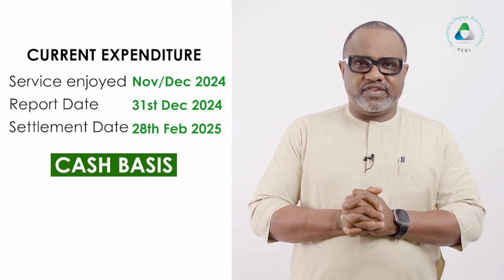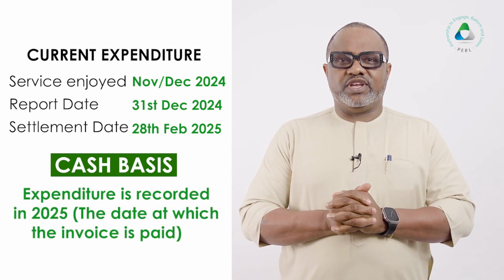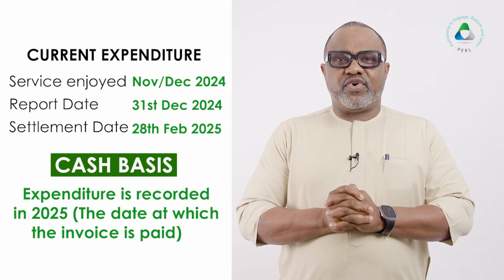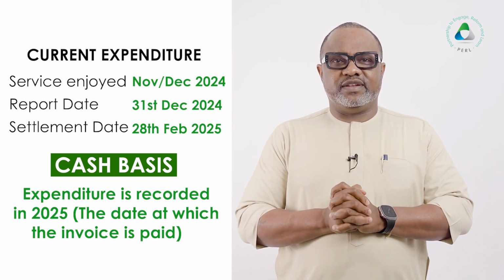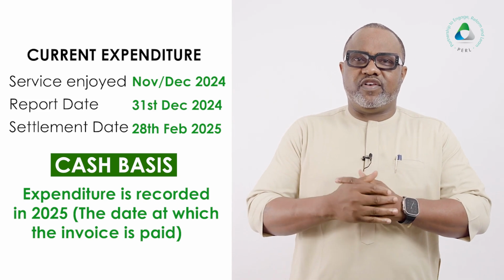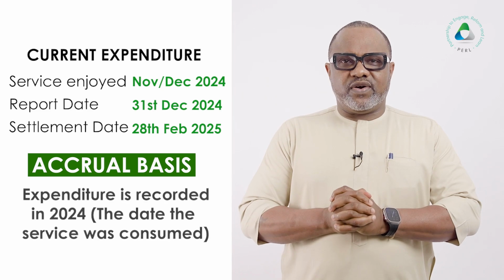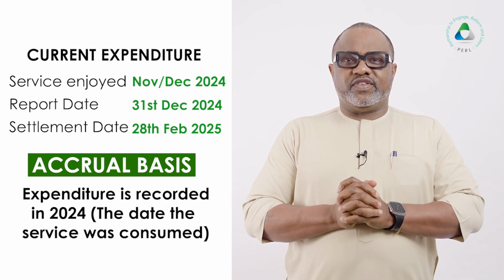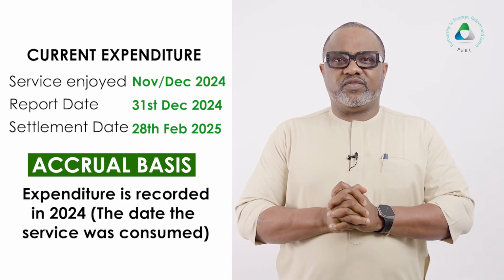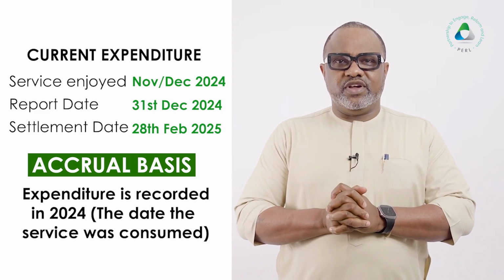Under the cash basis, the expenditure is recorded in 2025, and this is the point at which the invoice is paid. That is, the money flows out of the government bank account. Under accruals, the expenditure is recorded in 2024 because this is the point at which the service was consumed by the government. So in this example, the value and nature of the transaction are the same. It is just the period when it is recorded that changes.